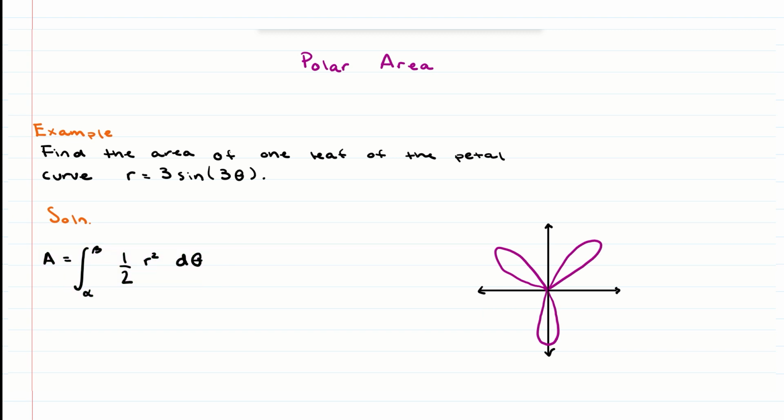It says A, our polar area, is equal to the integral from alpha to beta of 1/2 times r squared d theta. In the example that we have, we're given r, so the only other information that we need at this point to integrate are our bounds. The best way to find our bounds is setting r equal to 0. That is 0 equals 3 sine of 3 theta. And it's actually easiest to simplify this down to 0 equals sine of 3 theta.